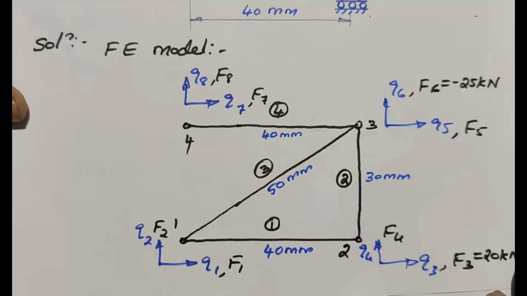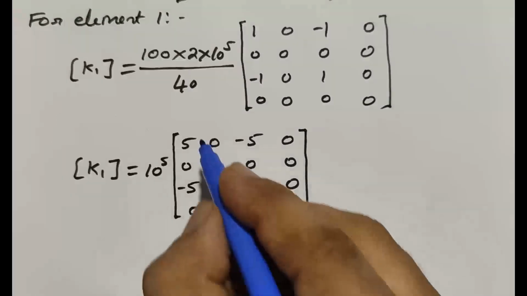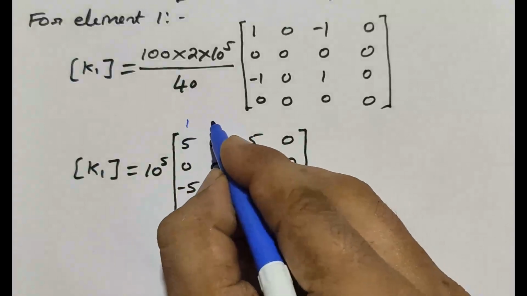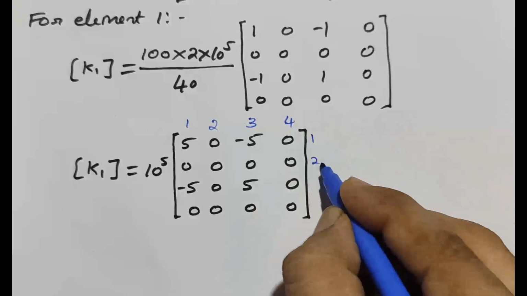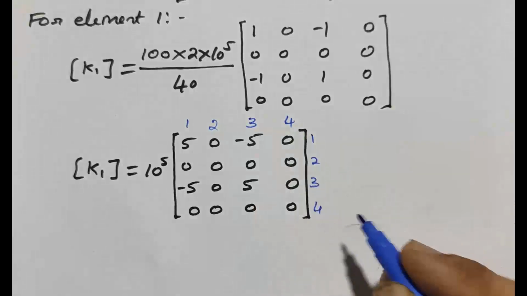Next, you have to give the numbering. See the FE model. Element number 1 connects node number 1 to node number 2. At node number 1, the nodal displacements are Q1, Q2. At node number 2, the nodal displacements are Q3 and Q4. Therefore, you have to give the numbering 1, 2, 3, 4. So here I will give the number 1, 2, 3, 4. Here also 1, 2, 3, 4.